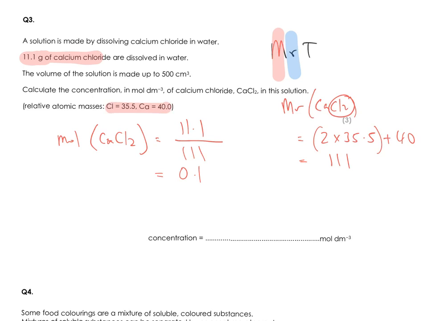Then, if we think about the ratio, when we dissolve this in water, we're going to have the same number of moles. So that's the number of moles that we've got of calcium chloride in the water. So we don't really need to do a ratio there, because we're just working out the number of moles of calcium chloride that's going to be in the water.